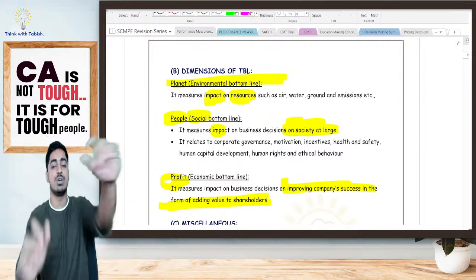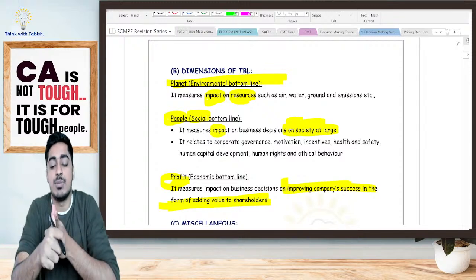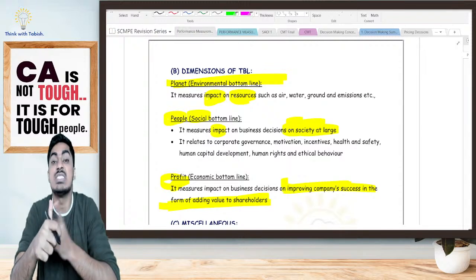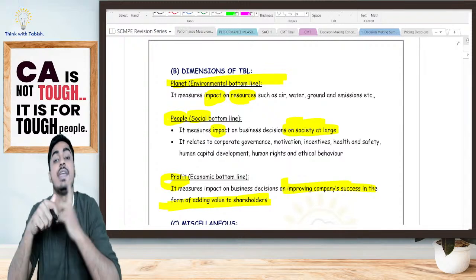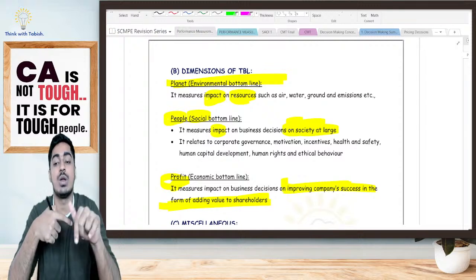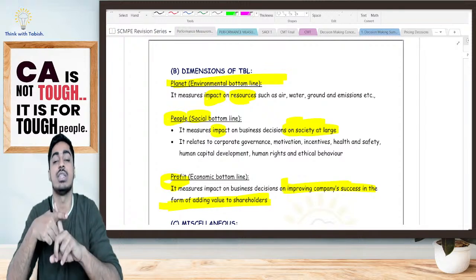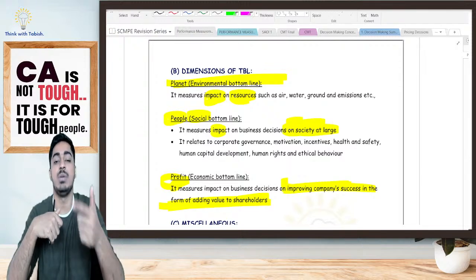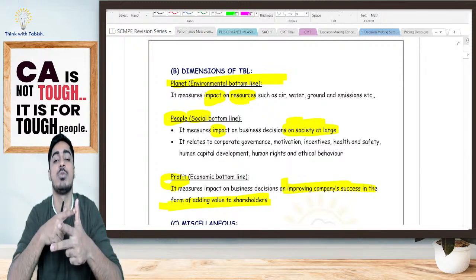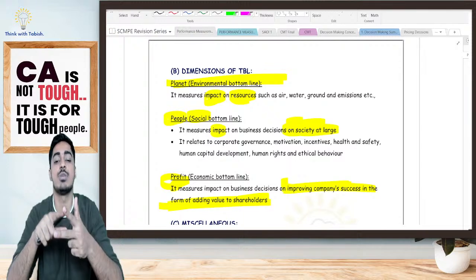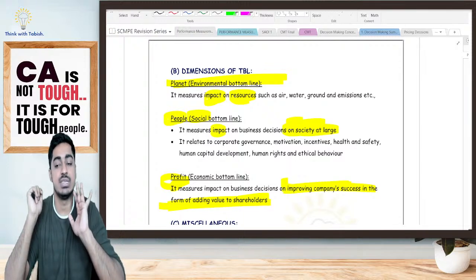Simple things for you guys to remember. Firstly, triple bottom line is telling that business should be sustainable, not just profitable. Traditionally, I was measuring my performance only on one bottom line, but triple bottom line is telling, measure it on 3 bottom lines. What are the 3 bottom lines? Planet, people, profit. Planet is my environmental bottom line, people is my social bottom line, profit is my economic bottom line. End of your TBL. Is it clear?